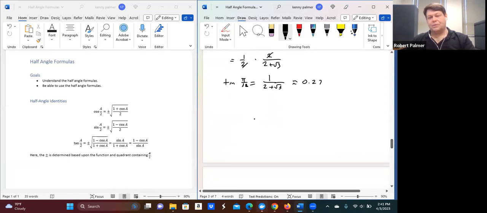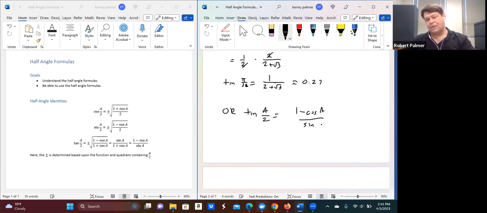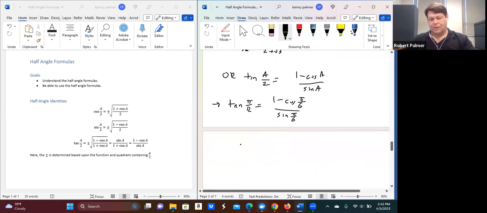Okay. Then last thing, let's use the other version. The tangent of a over 2 is equal to, use the last version, 1 minus cosine of a over sine of a. Okay. Now, we plug everything in. We have the tangent of pi over 12 is equal to 1 minus the cosine of pi over 6 divided by the sine of pi over 6. Okay, so plug those in.